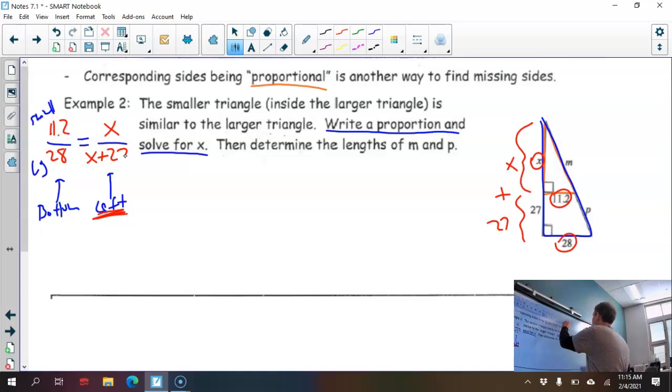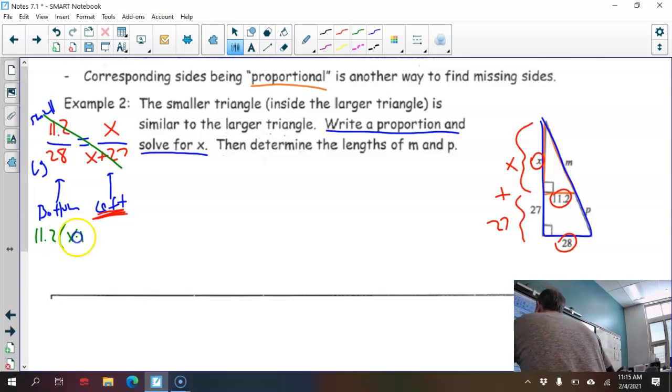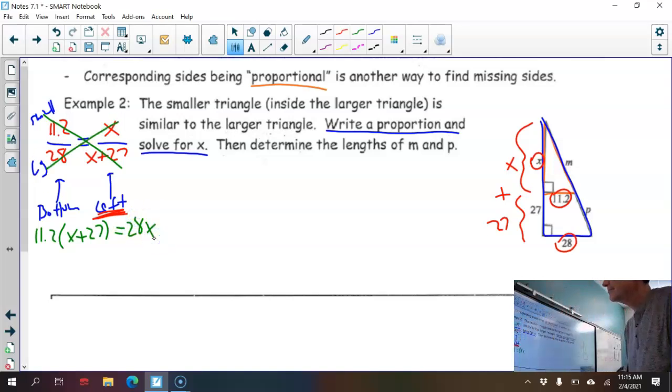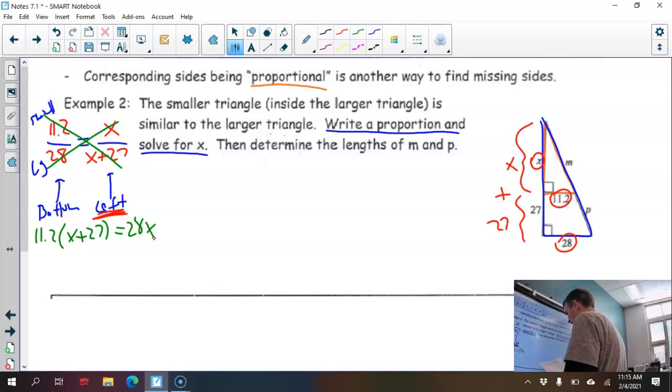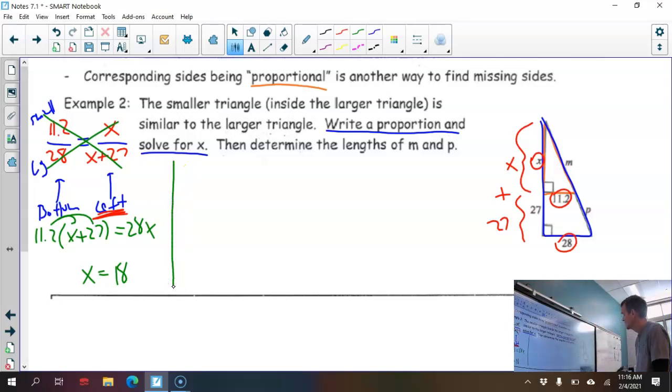And I would solve this, of course, by cross multiplying. 11.2 times x plus 27 equals 28 times x. And I could go ahead and solve that. I don't feel like we need to. If you solve it, you end up getting x equals 18, I think. You would distribute the 11.2 and then you'd get the x by itself. I don't want to take the time to do it.